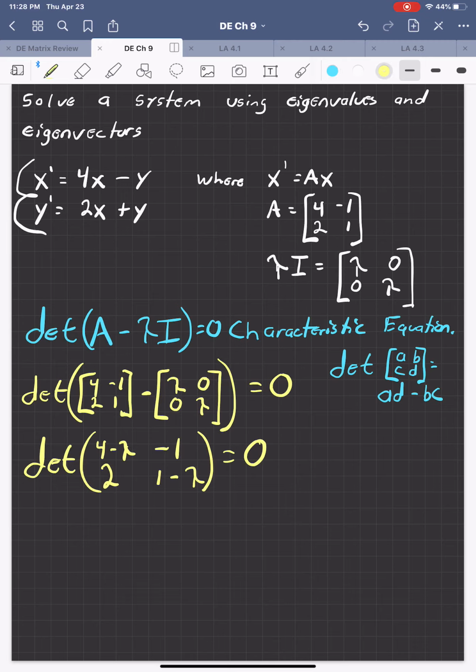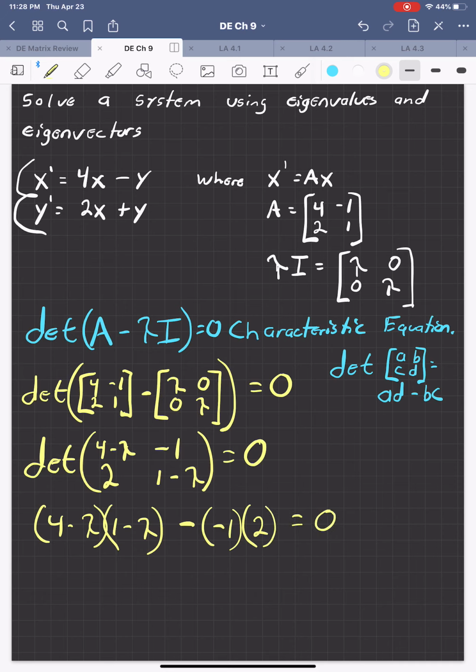Ready? So let's go ahead and take the determinant. That's going to be 4 minus lambda times 1 minus lambda, minus negative 1 times 2, and that's still equal to 0. All right, let's go ahead and FOIL that out and combine like terms. So we end up with lambda squared minus 5 lambda plus 6 equals 0.